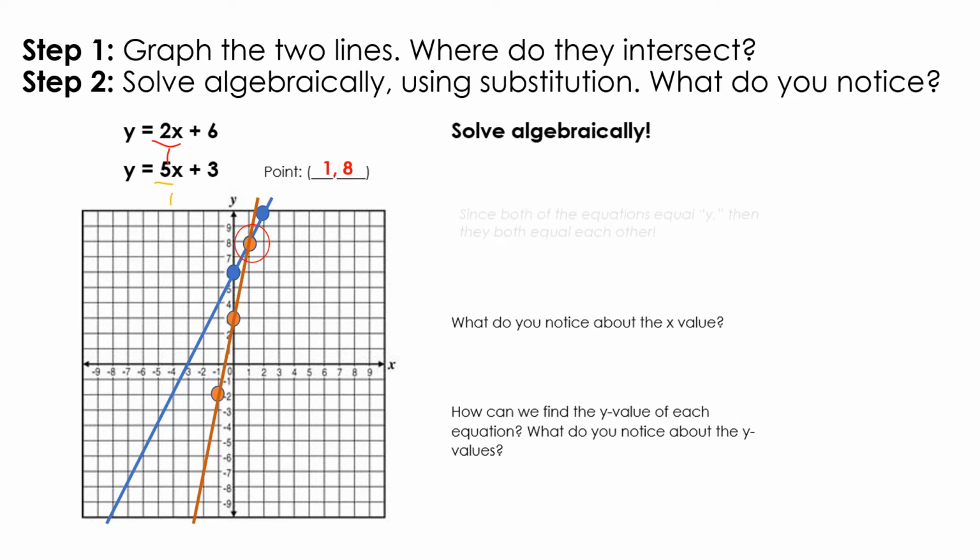So I'm going to start by looking at my equations, and I notice that both of my equations are equal to y, right? 2x plus 6 is equal to y, and 5x plus 3 is equal to y.